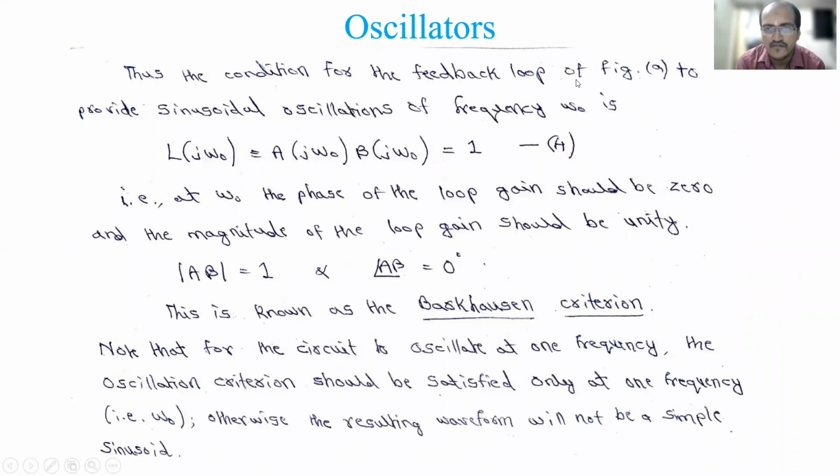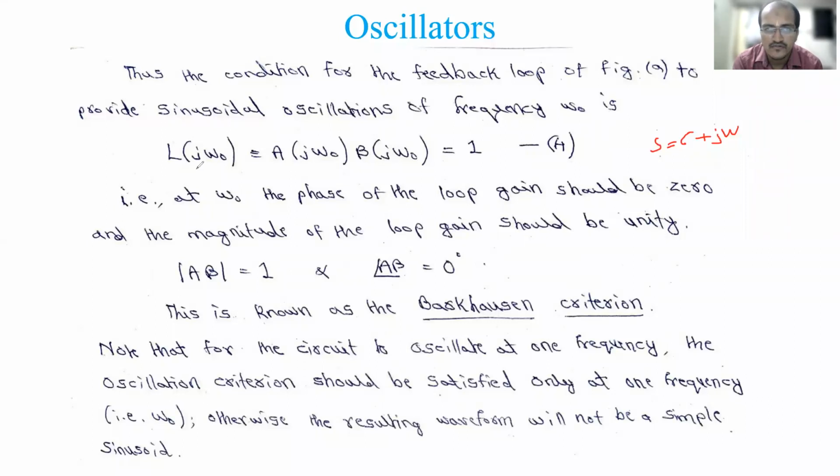Thus, the condition for the feedback loop of figure A to provide sinusoidal oscillations of frequency omega naught is, wherever S is there, I will substitute j omega. You know already that S is a complex frequency, having a real part along with an imaginary part. The real part will not be there, so it will be 0. Only the imaginary part will be considered, because the sinusoidal wave we are taking is on the j axis, so j omega will be substituted when determining the frequency domain.